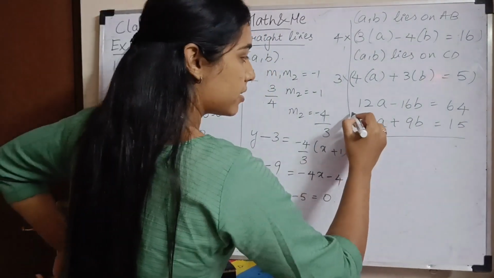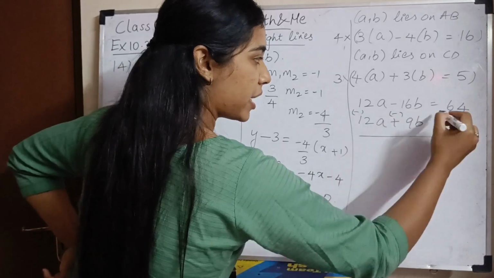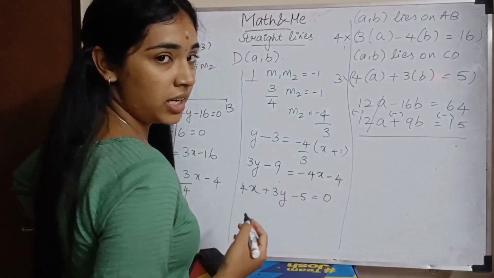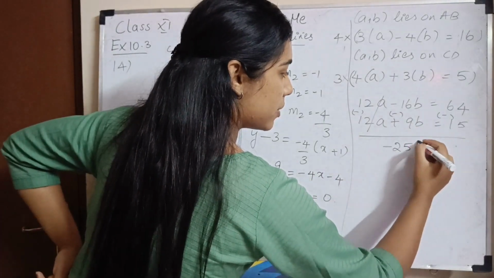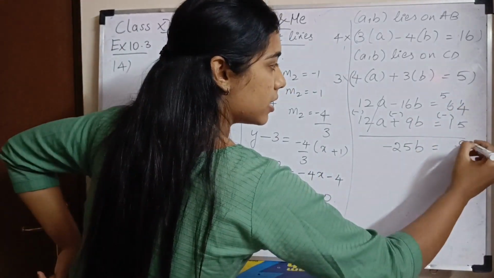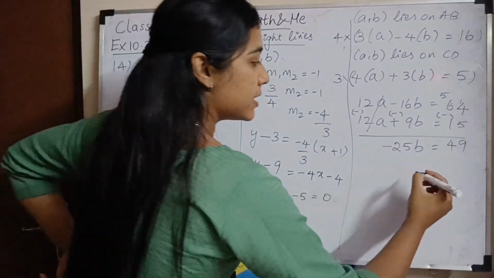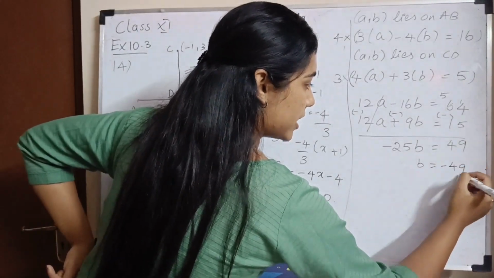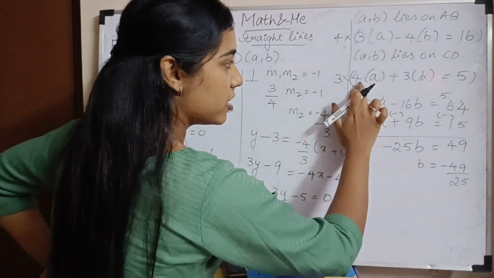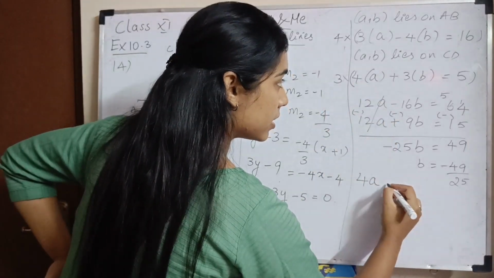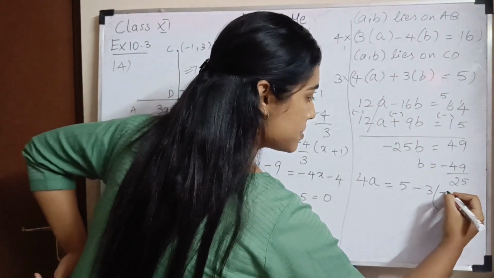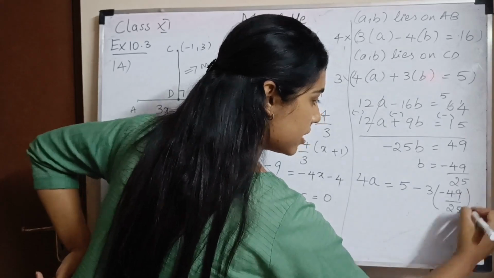So what happens when I subtract? This becomes minus, and this becomes a minus. So this particular thing goes off. You have minus 16 minus 9, which is minus 25B equals, what do you have? 49. So B is minus 49 divided by 25. So I'll substitute B in one of the equations. I'll substitute it here. So I have 4A equals 5 minus 3B. So I have 5 minus 3 times minus 49 divided by 25.